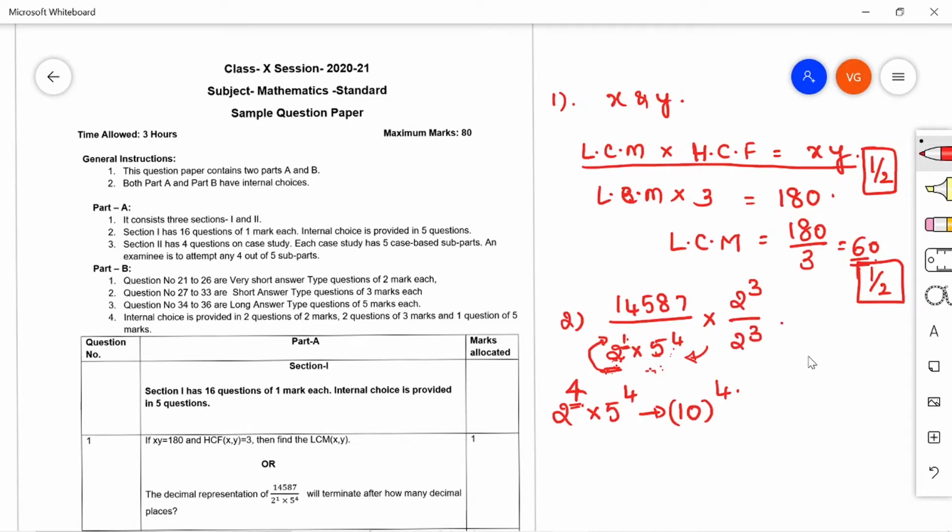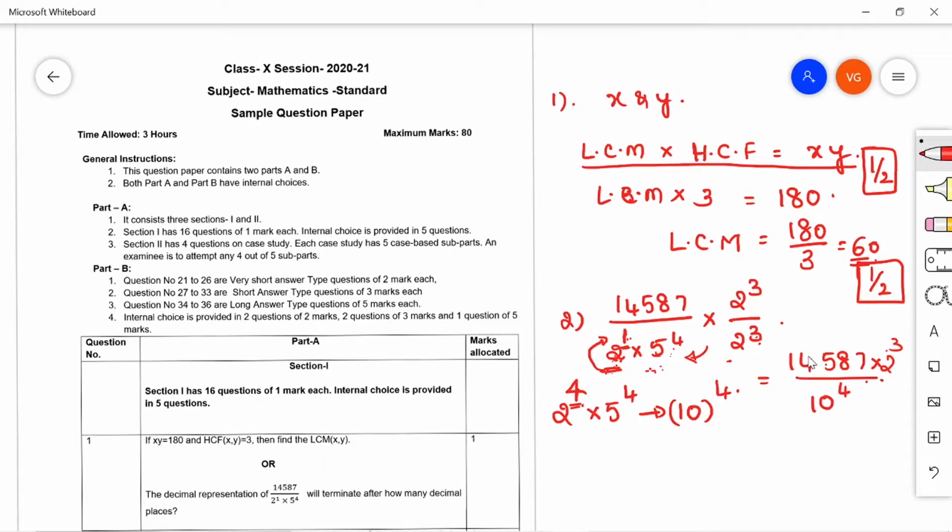As the bases are equal, I can equate the powers. It will be 2 power 4. So I can write 14587 into 2 cube divided by, this will be what? 2 power 1 into 2 cube. So that will be 2 power 4 into 5 power 4. So totally it will be 10 power 4.